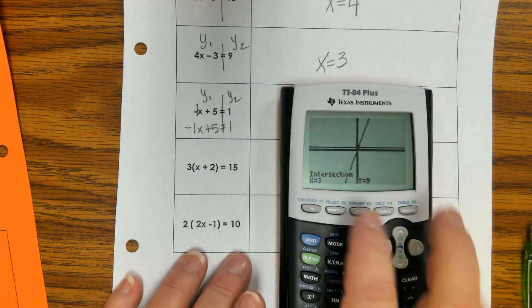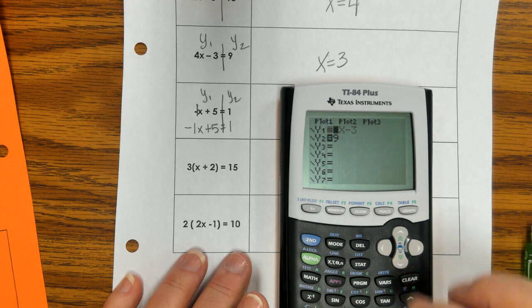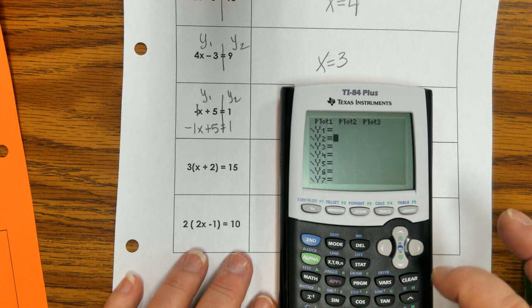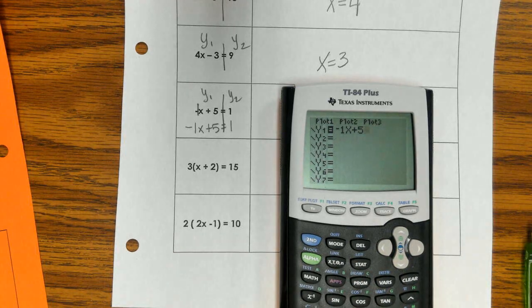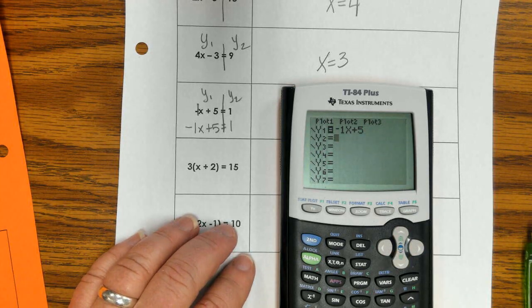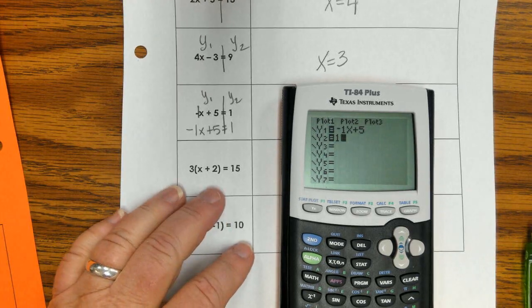I'm going to hit my y equals key. I'm going to hit clear, come down to y2, hit clear, go back up to y1, and put negative 1x plus 5. Now, if I didn't put that 1 in, it would not make me get the wrong answer if I put negative x. I just wanted you to know that when you don't have a number in front of a variable, it's because it's a 1. And remember, I keep telling you, we're lazy mathematicians. We leave things off all the time when it won't make a difference. Okay? So then I'm going to put my 1 under y2.